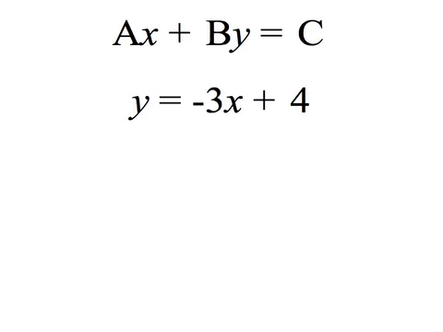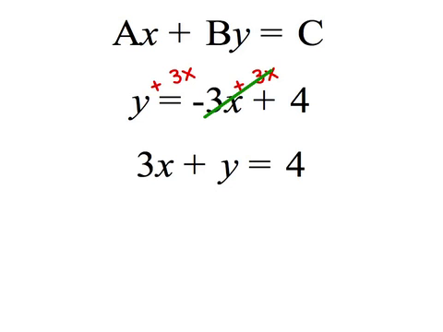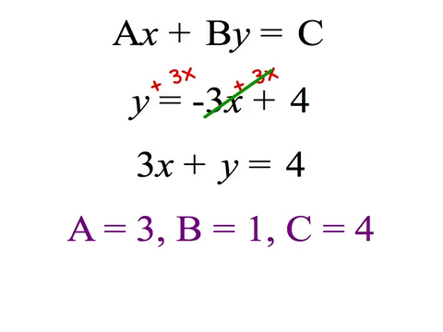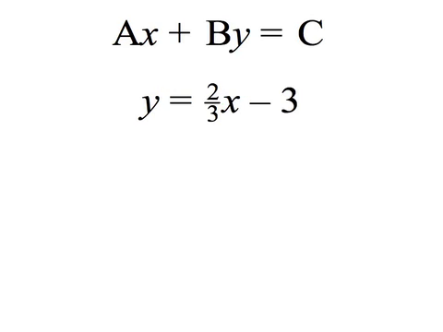Well, let's go now to an equation in slope-intercept form and rewrite it in standard form. For this one, it won't take too long. We're going to add 3x to both sides, giving us some opposites on the right side and y plus 3x on the left side, which we use the commutative property to change to 3x plus y equals 4. And then remember that y is the same as 1y, so our a is 3, b is 1, and c is 4.